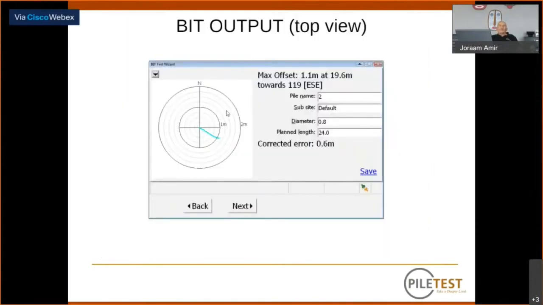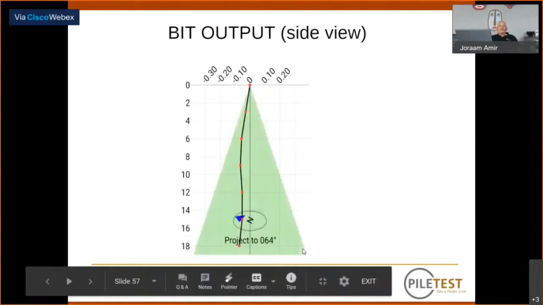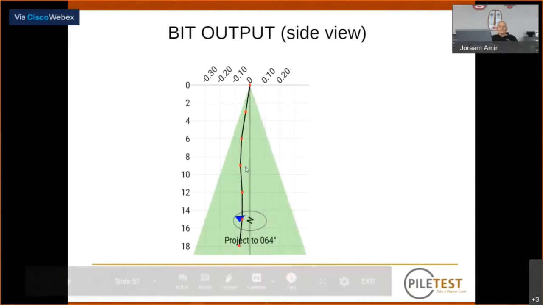We get the output. Here is a top view. We see that the axis of this specific pile or specific tube goes to the east, southeast. We have a side view in any direction. The green area is the allowable inclination of 2%. So you see that at 14 meters, we have 28 centimeters, which is allowable. As long as our axis is inside the green area, the pile is acceptable.